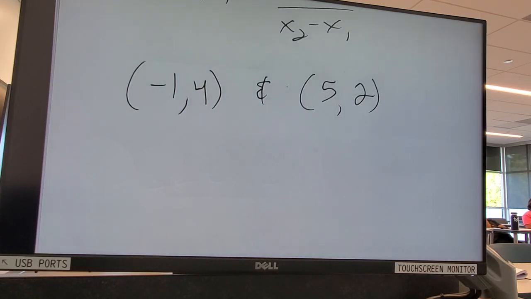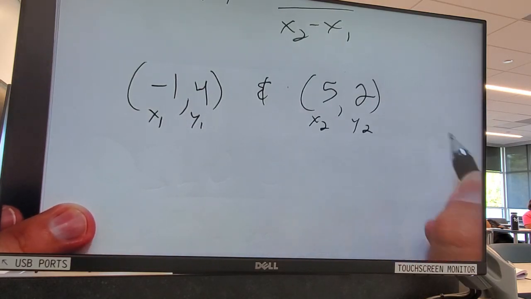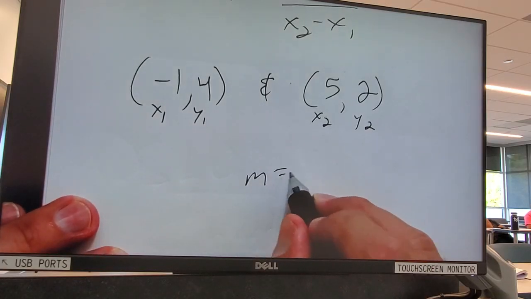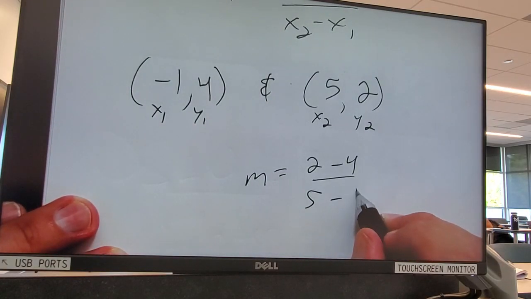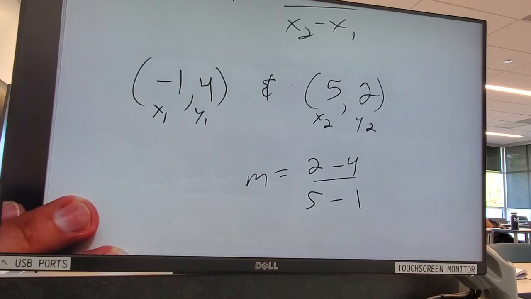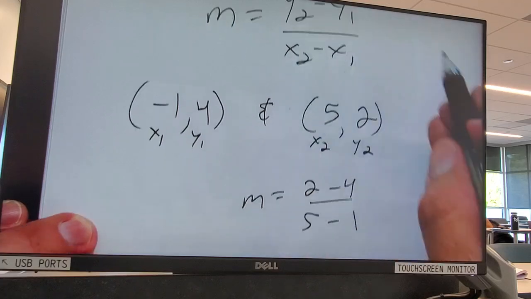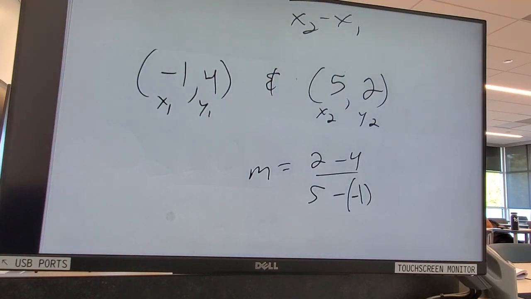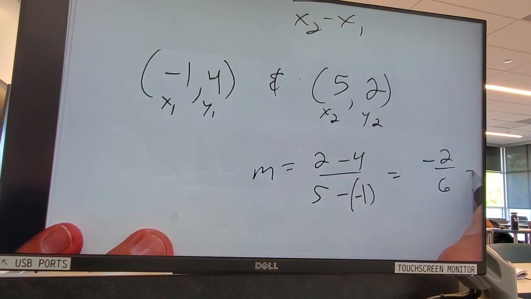If you really want to be fully explanatory, you can call this one x1, y1. You don't have to do this. And then you just directly substitute. So 2 minus 4 over 5. Now here's where people trip up. What mistake did I make? Yeah, there's a minus in the equation, and there's a negative value for one of the points. So then I should get negative 2 over 6, negative 1/3.